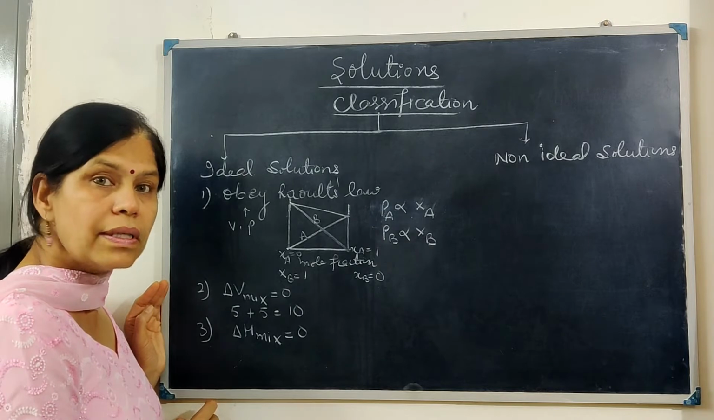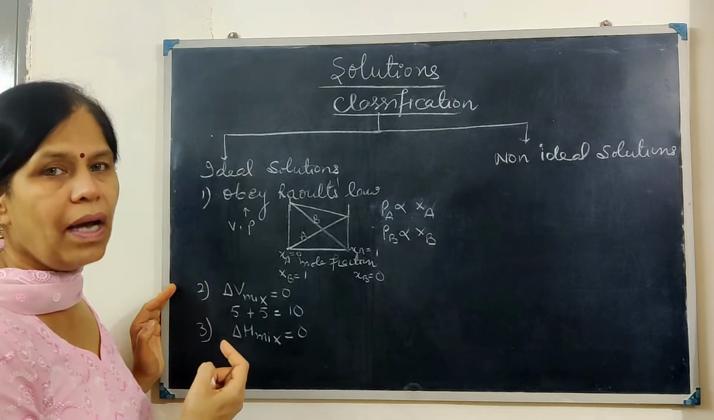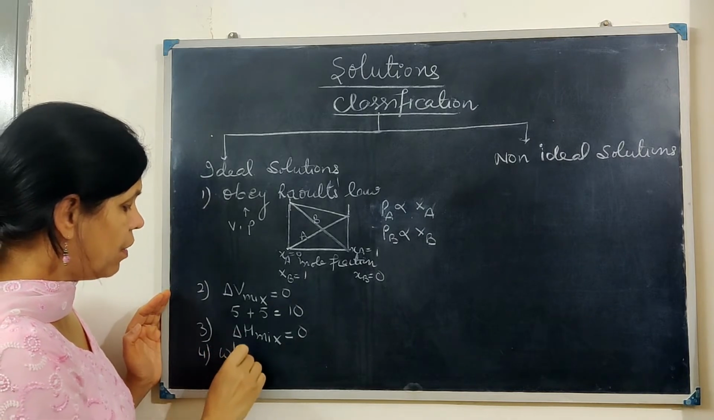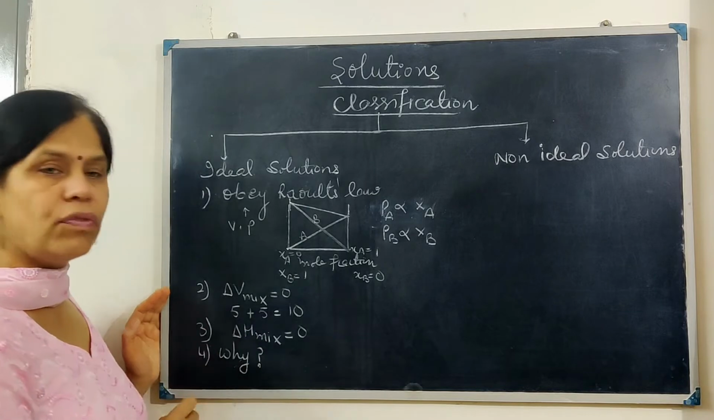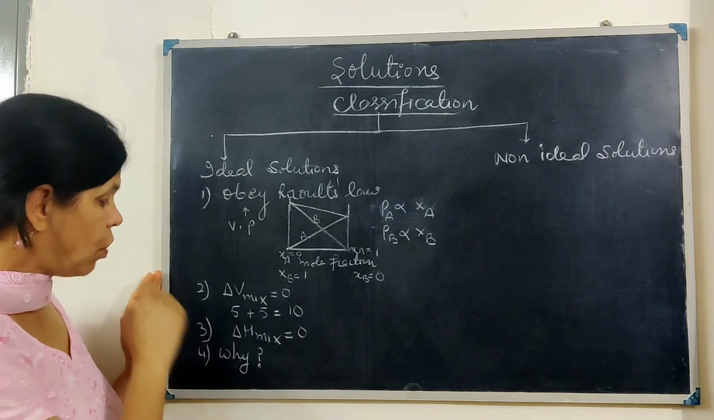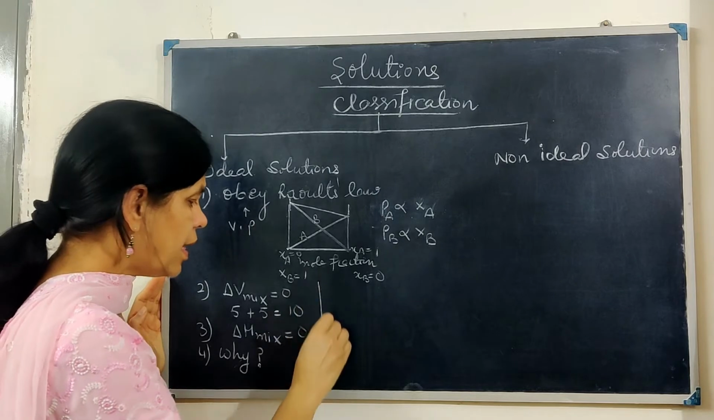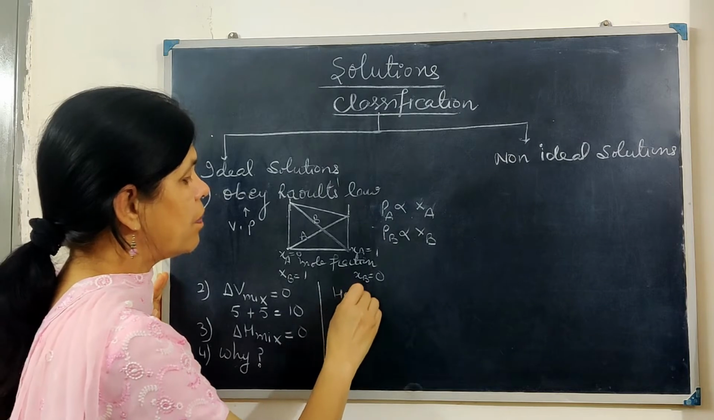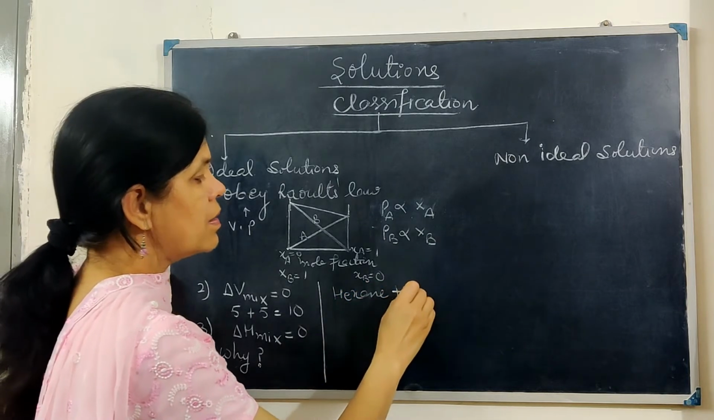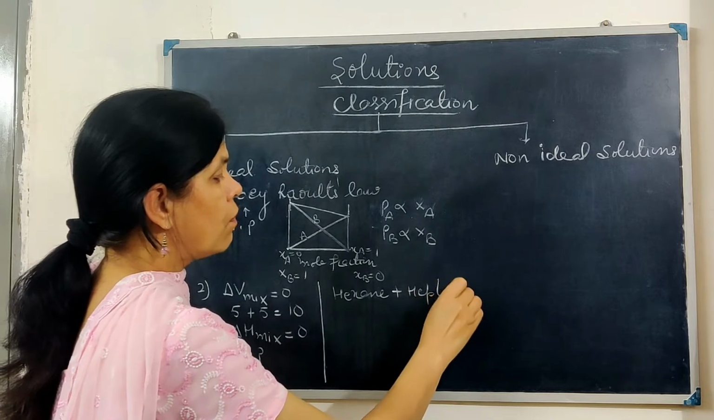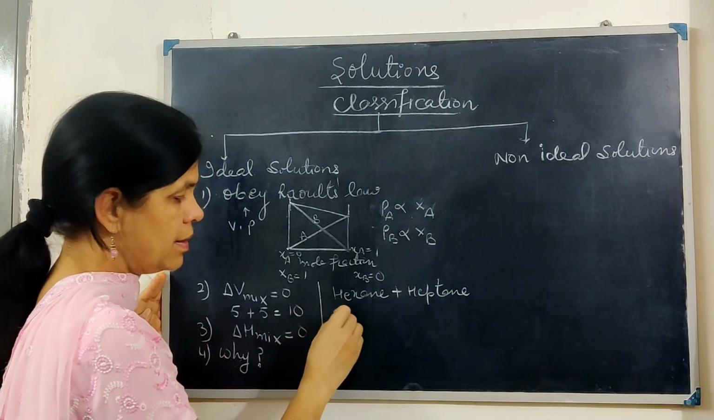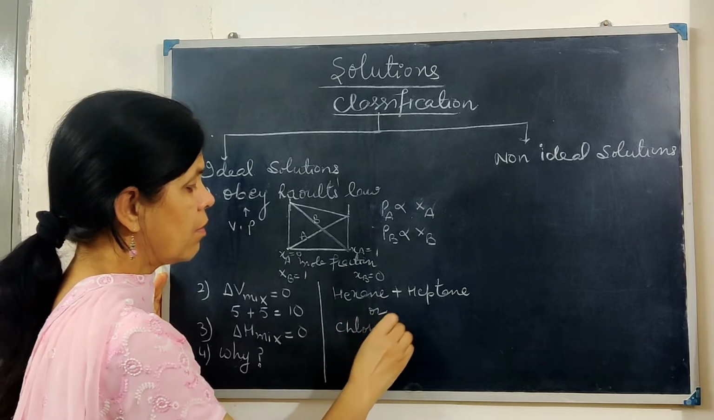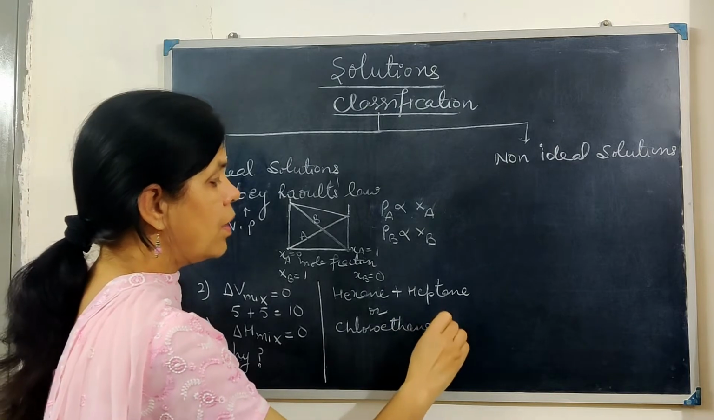What happens in all such cases? Like, what is the reason behind it? Let me talk about it. So here the fourth point is there, which I'll explain. Why does it happen? Why do some solutions behave ideally? Let's talk about it. I'll take the case of hexane and heptane. Hexane plus heptane is an example of an ideal solution. Another example is chloroethane and bromoethane.